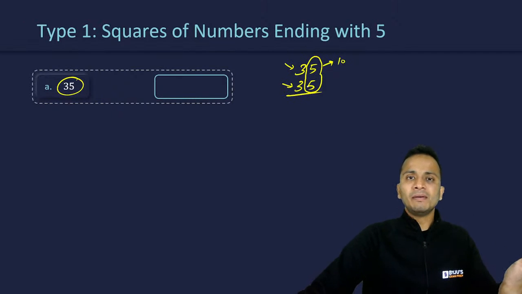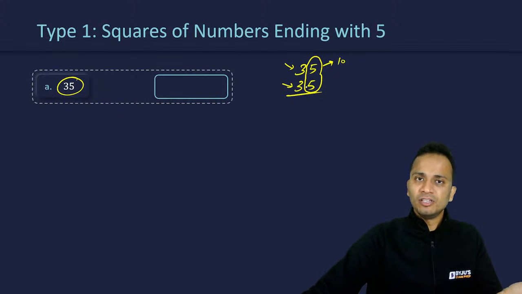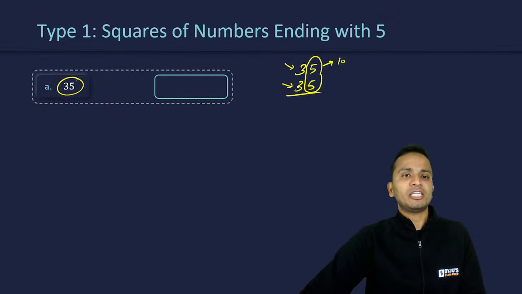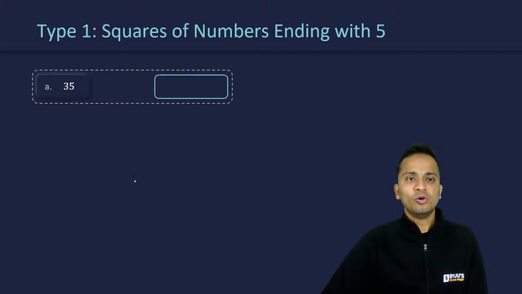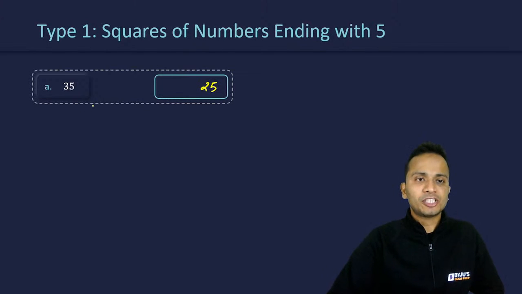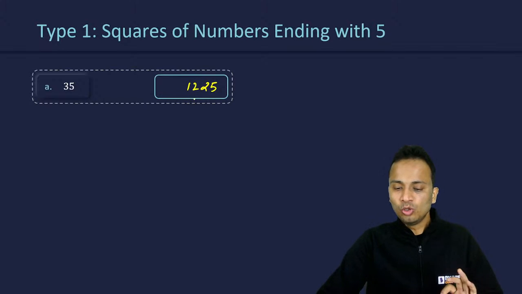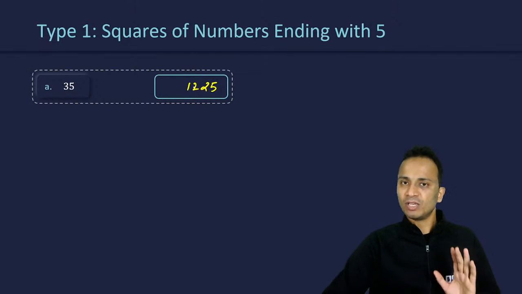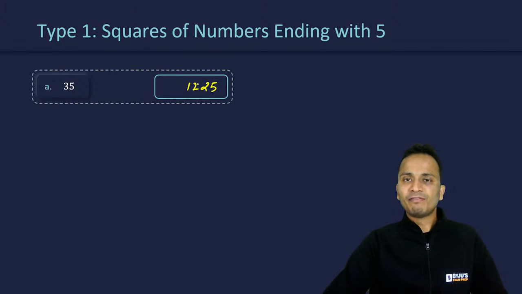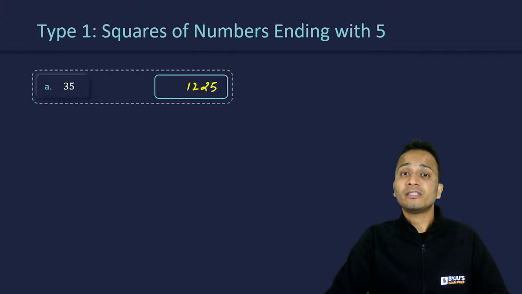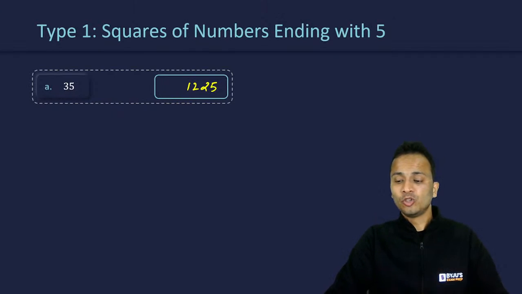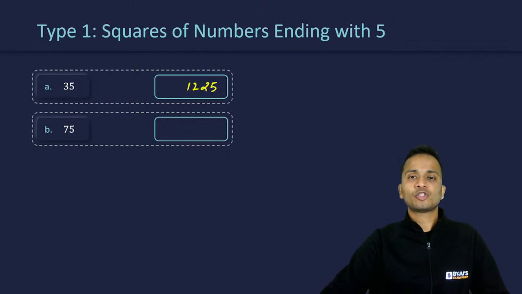So the technique that we have learned just now, we can apply here. 5 into 5 will be 25 on the right hand side, and 3 multiplied by the next number, 4, will be 12. So 1225 will be the final answer. Let's play a rapid fire for this. Once again, I want each and every one of you to write your answers in less than 2 seconds. Part B, 75 square.